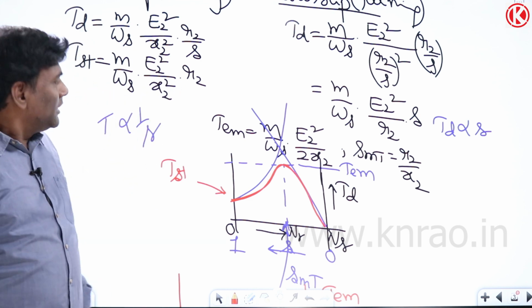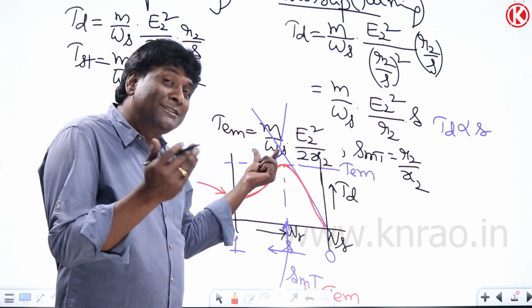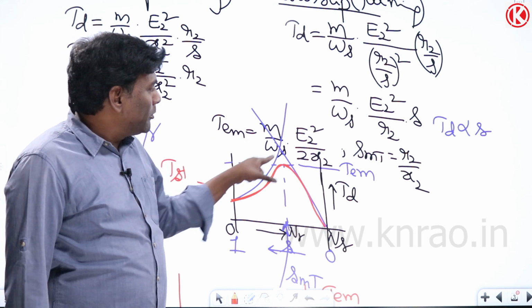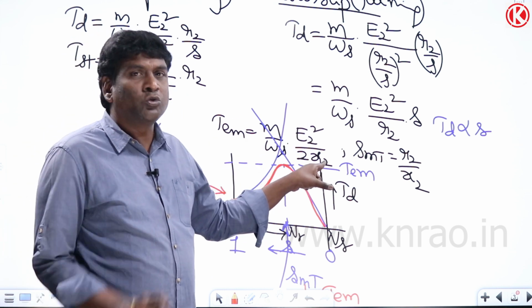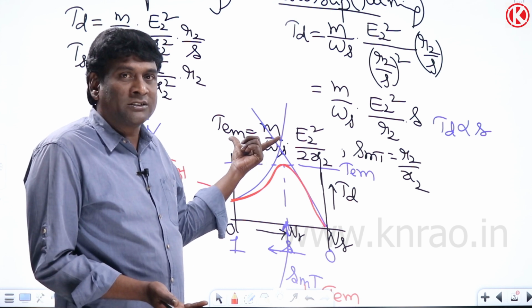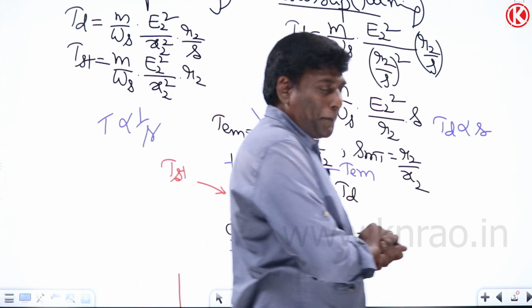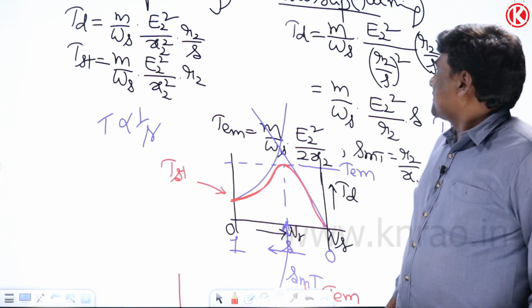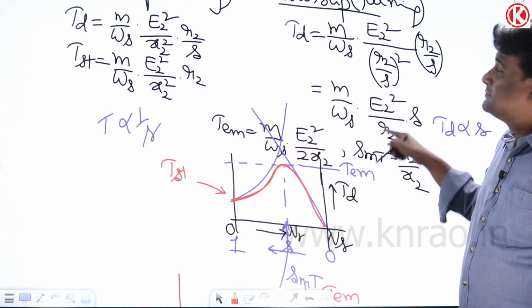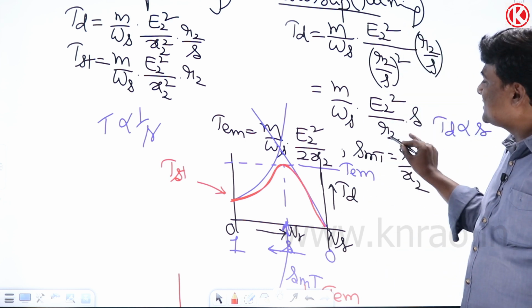Now if you think of pull out torque, if rotor resistance is doubled, it is m by omega s into E2 square by 2X2. The rotor resistance value is not there in this particular equation, so pull out torque will not change. Now let us think of running torque, because these are running conditions. In running conditions, for example, rotor resistance is doubled.